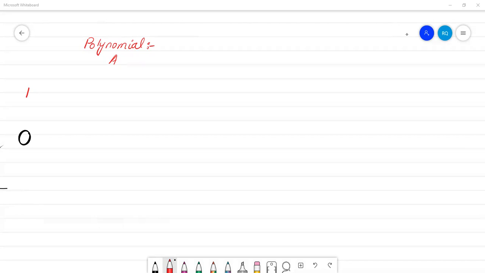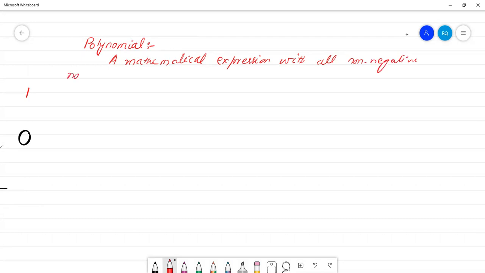Suppose we have this one, according to the definition of the polynomials, a mathematical expression with all non-negative, non-fractional exponents. So first of all, I have to explain what's the meaning of this definition.